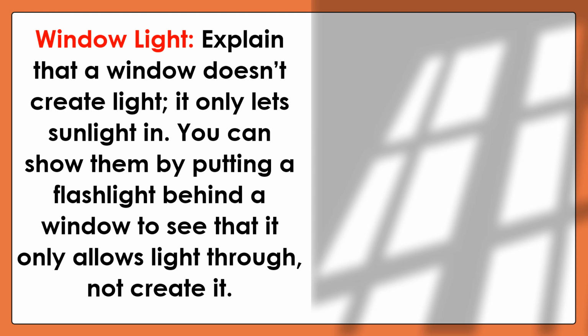Window light. Explain that a window doesn't create light. It only lets sunlight in. You can show them by putting a flashlight behind a window to see that it only allows light through, not create it.